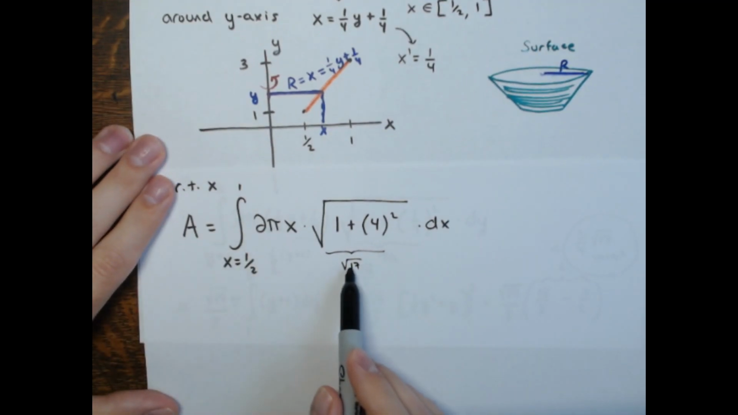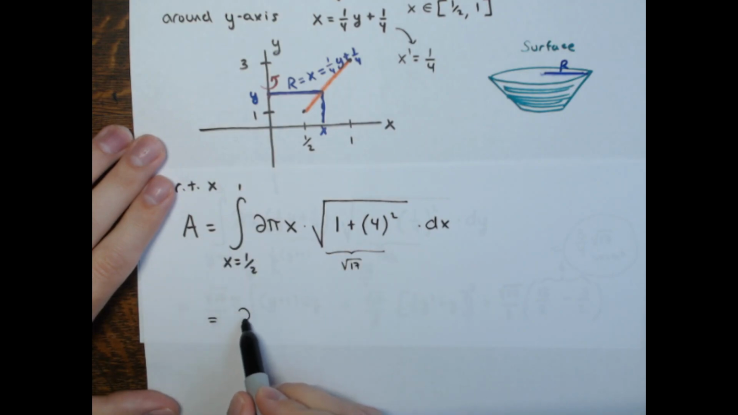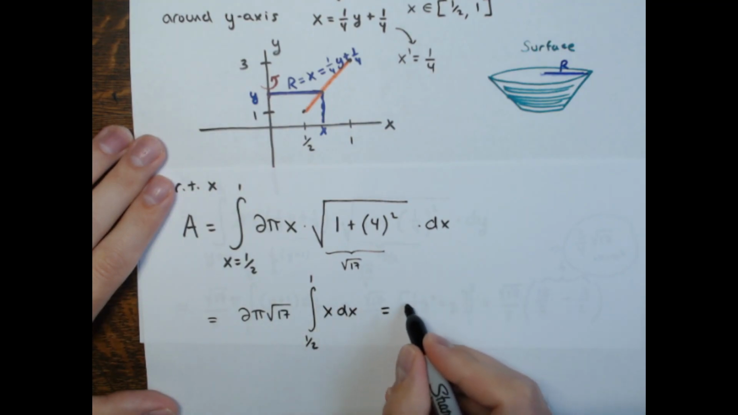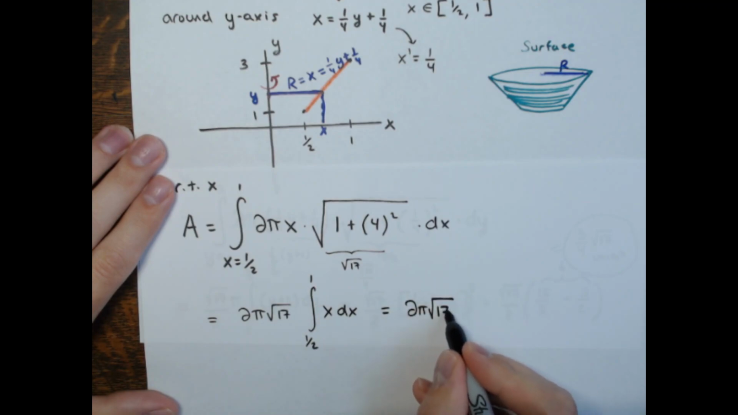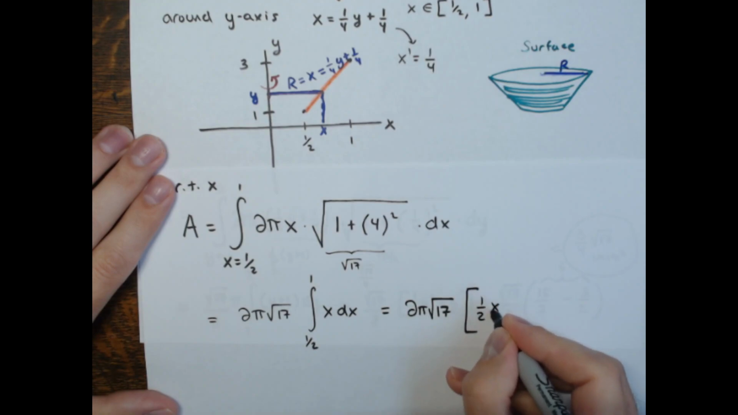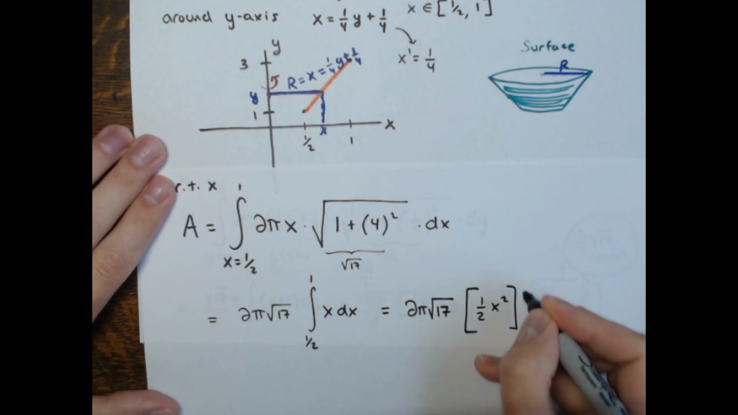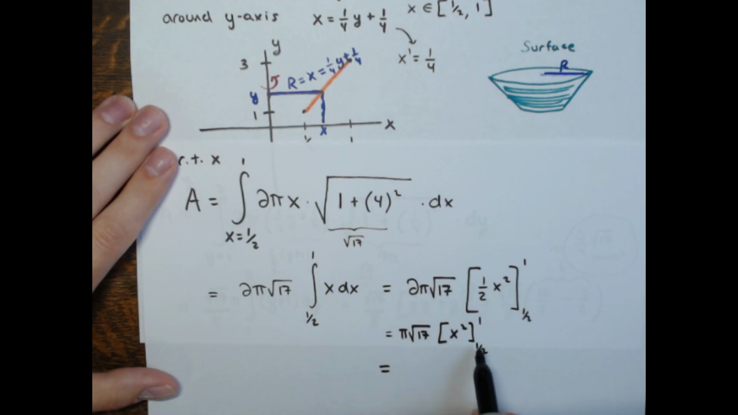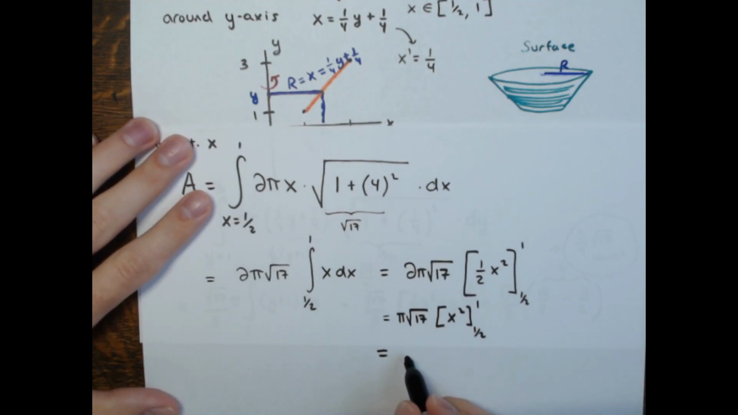So you've got 2 times the square root of 17 times pi. I can pull all that out, so 2 pi square root of 17. Those are all constant factors. Integral from a half to 1, just x dx. A very easy integral. That'd be 2 pi times the square root of 17, and then we're doing half x squared from 1 half to 1. I could pull the half out, make this pi times the square root of 17. And then we'll just do x squared from a half to 1. When I plug in 1, I get 1. When I plug in a half, I get a quarter. 1 minus a quarter is 3/4. So this is 3/4 pi square root of 17.